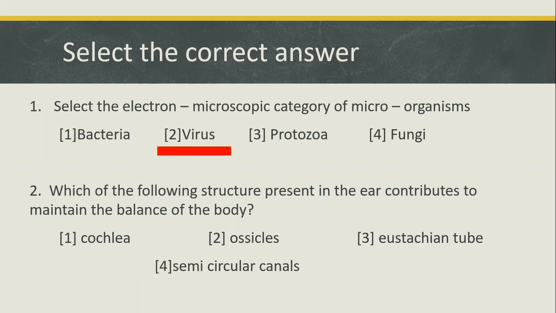Second question. Which of the following structures present in the ear contributes to maintain the balance of the body? First answer: cochlea. Second, ossicles. Third, eustachian tube. Fourth, semicircular canals. When we are talking about balance of the body, you should remember semicircular canals contribute to maintain the balance of the body.